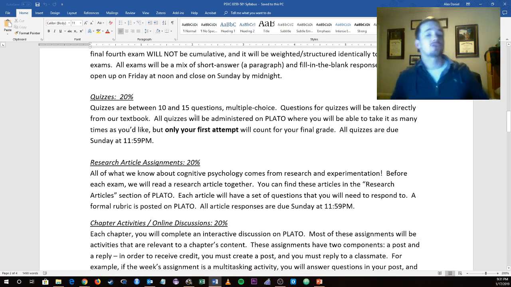The quizzes are going to be about a dozen questions per chapter, and they're going to be due at the end of the week, so Sunday before midnight. You can take it as many times as you want to, but the first attempt is the only one that will count towards your grade. So be sure that you read the chapter and then take the quiz.